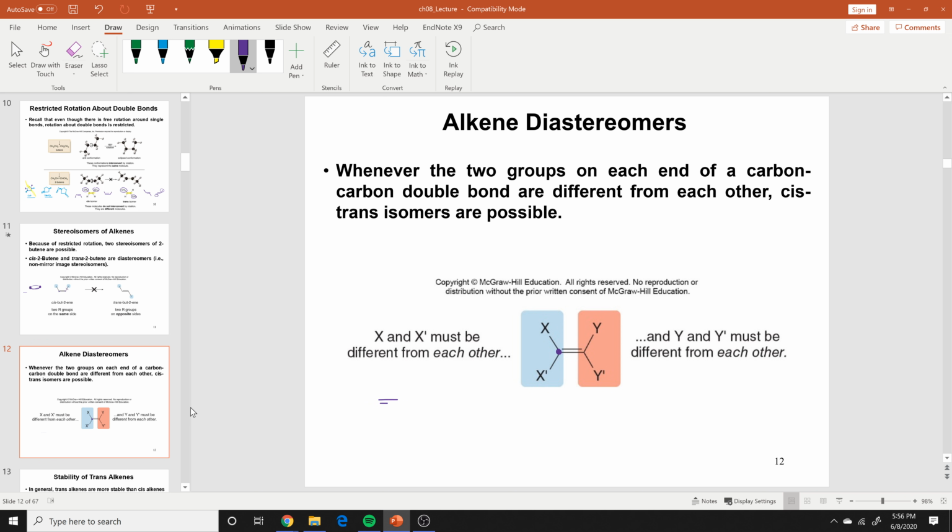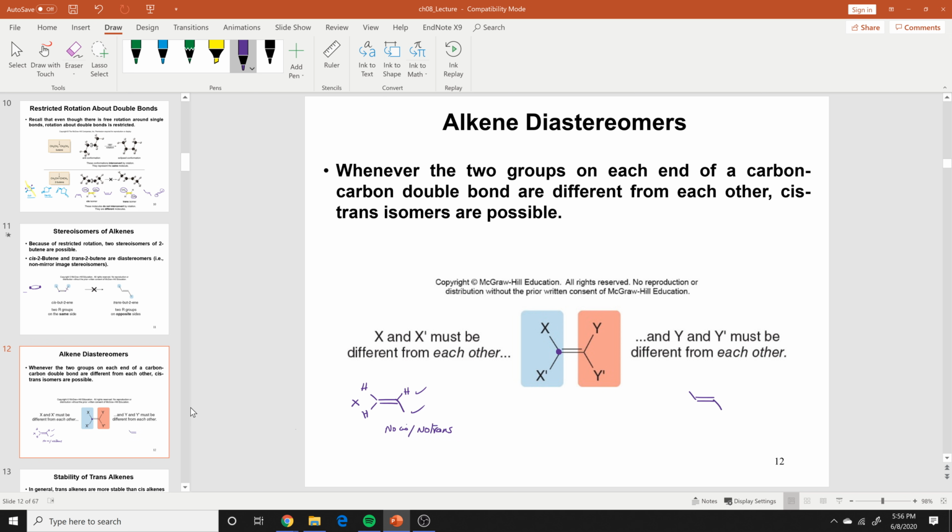So let's say, for example, I have something like this. I have a CH3 here and I have a hydrogen there. So I'm fine on this side. These two are different, but I have a hydrogen here and a hydrogen there. I am not fine on this side. The two groups are the same. So in this structure, there is no cis, no trans.